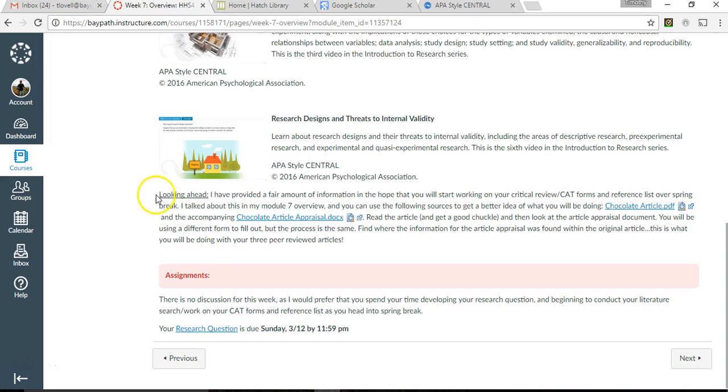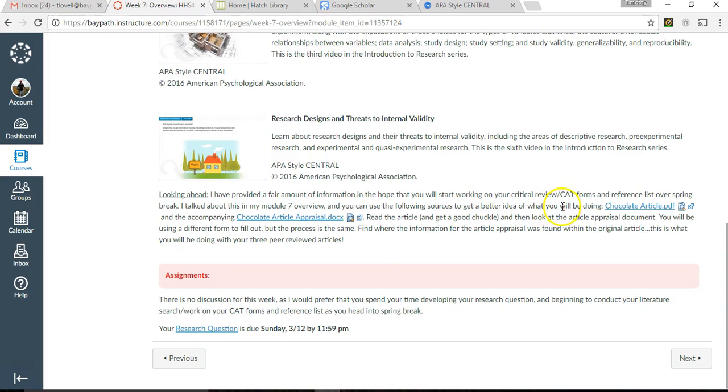You can see down here I have the looking ahead, and I say right in here, there's a lot of information that's going to help you moving towards that next assignment, the critical review forms and your reference list. So what we're talking about with critical review forms, you have a couple examples.